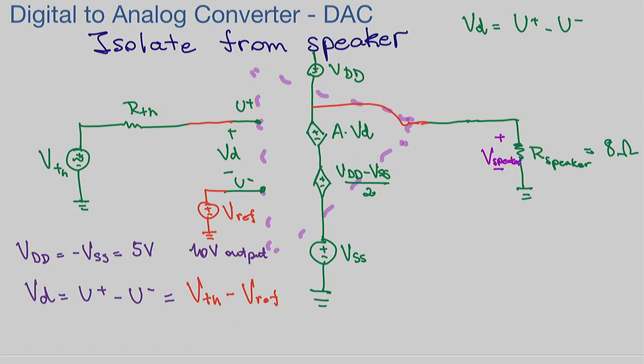I was a little confused. I understand why U minus is equal to V ref, but how is U plus equal to VTH? Because isn't there a voltage drop across the RTH? Excellent question. What's the model that we had for the op-amp?